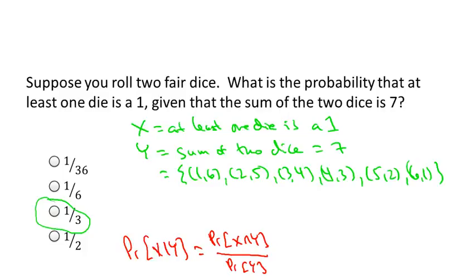So now we know what Y is, it's these 6 outcomes. Which of those also belong to X? Well, X is those where at least one die is 1. So X intersect Y is just going to be (1,6) and (6,1).